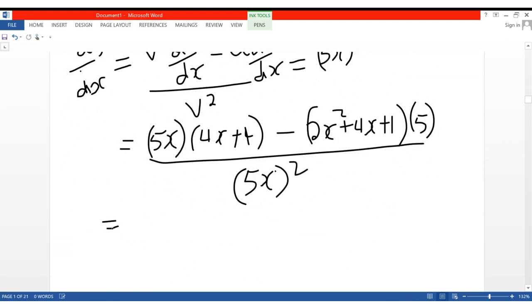This one is a matter of simplification, opening up the bracket. I can multiply. So 5x times 4x, you'll get 20x squared. 5x times 4, you'll get 20x.